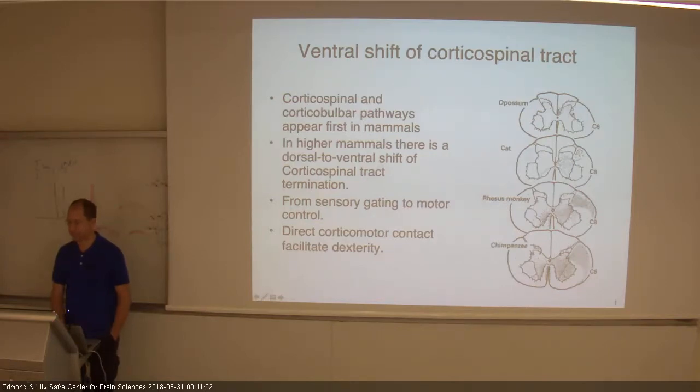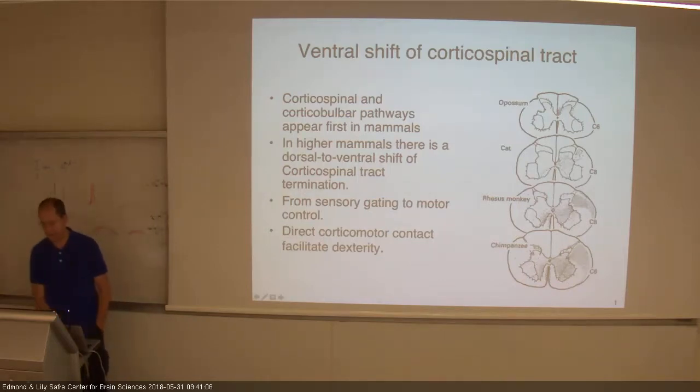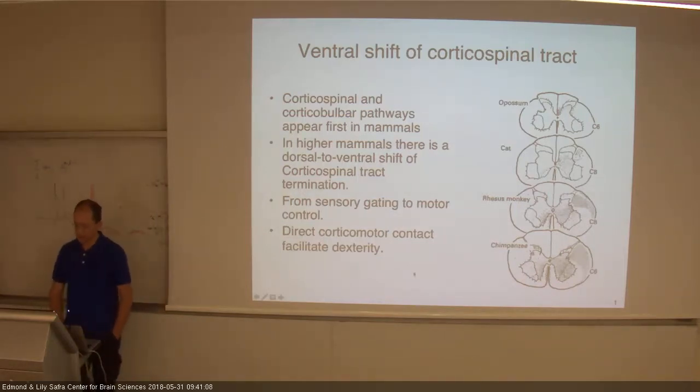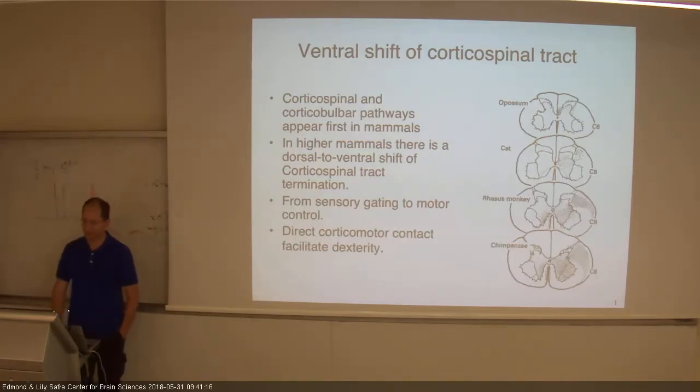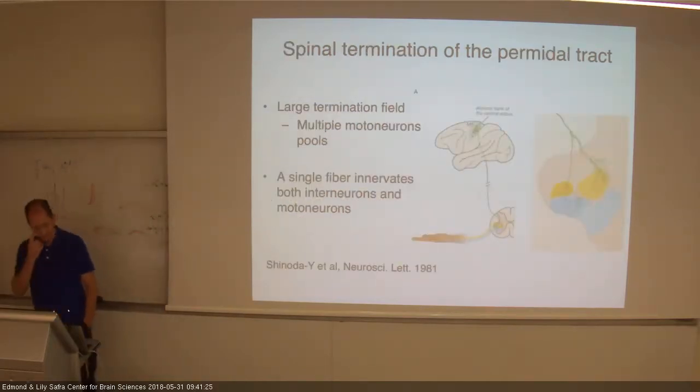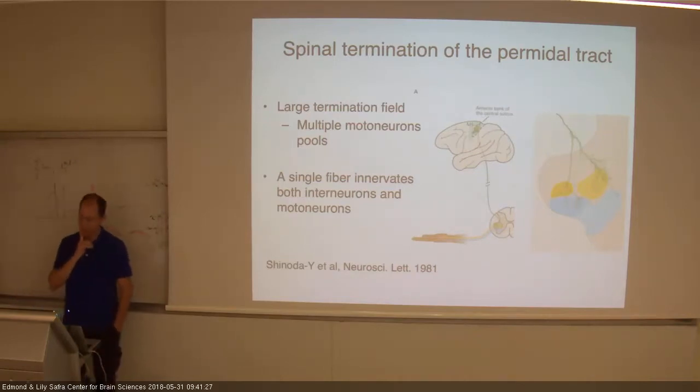So we see this shift from dorsal to ventral control of the spinal cord. And as I said, the sensory parts are for gating motor. You can use this to gate the sensory input if you want to control your reflex, for example, or control what input the brain is getting.